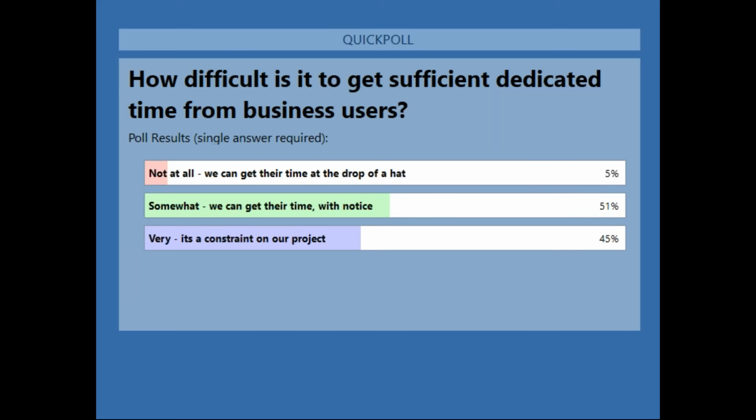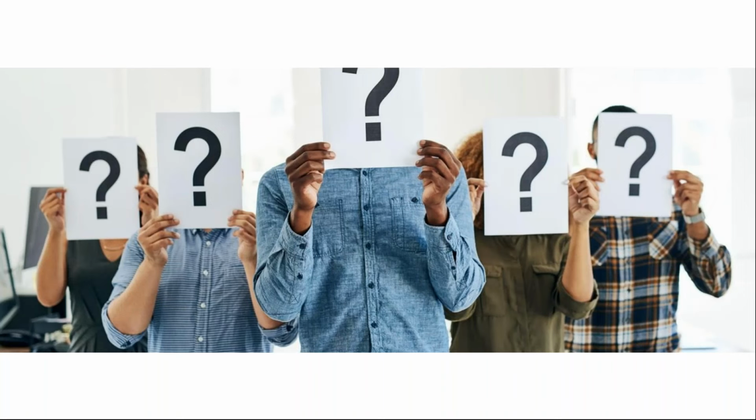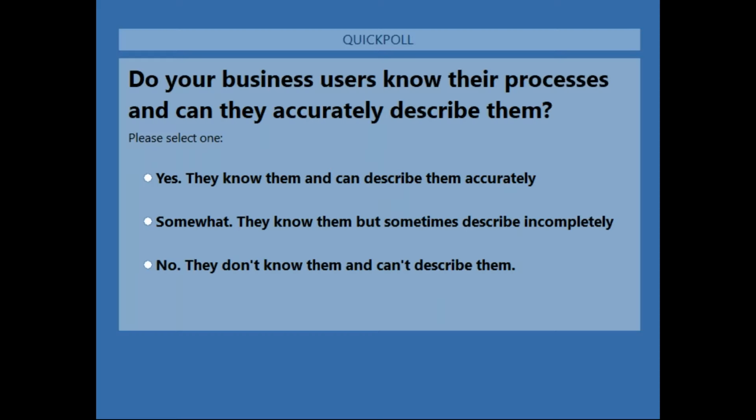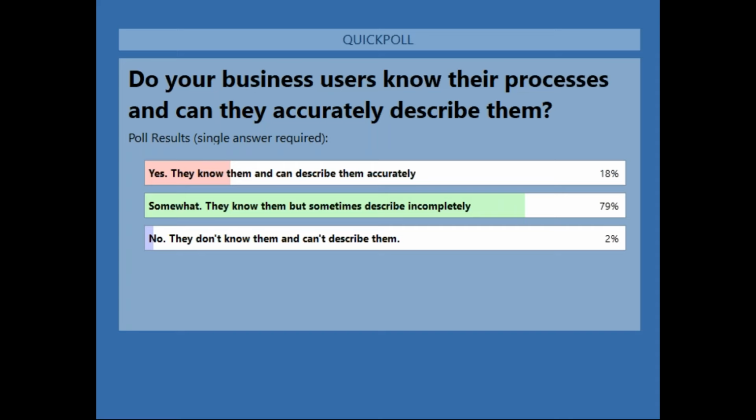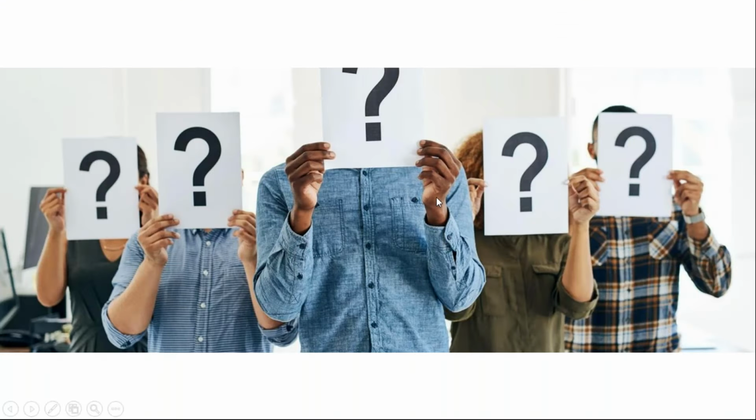And we have our third poll. Okay, let me go ahead and launch that. Do your business users know their processes and can they accurately describe them? Yes, they know them and can describe them accurately. Somewhat, they know them, but sometimes describe incompletely. Or no, they don't know them and can't describe them. And I'll go ahead and share the results. And looks like somewhat is the clear winner here. So with that, Mike will then take it back over.